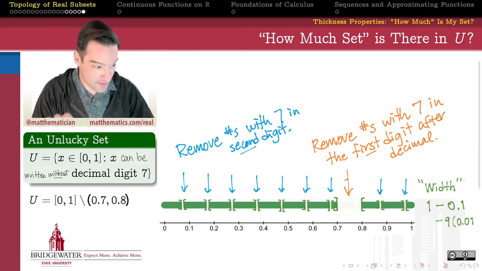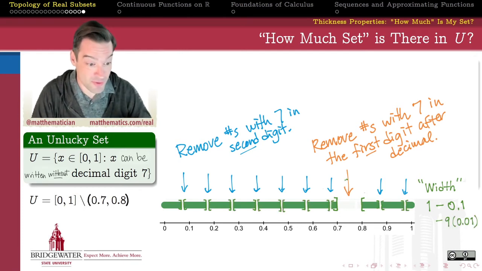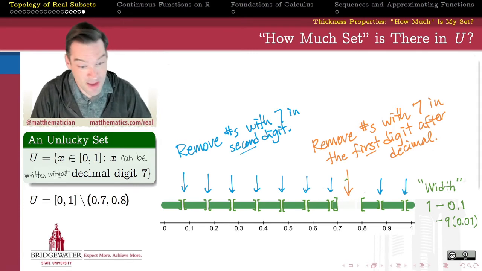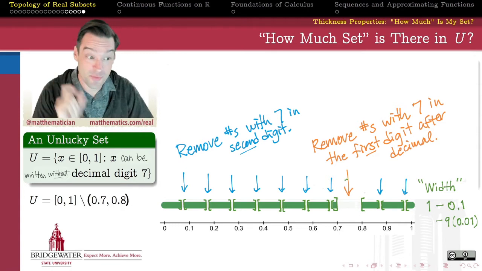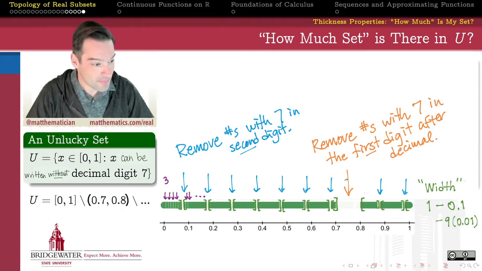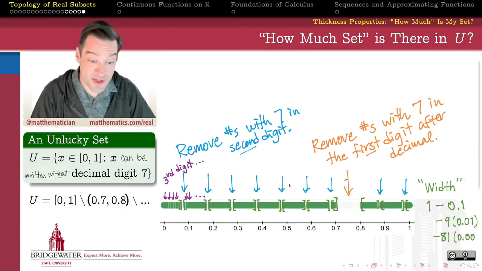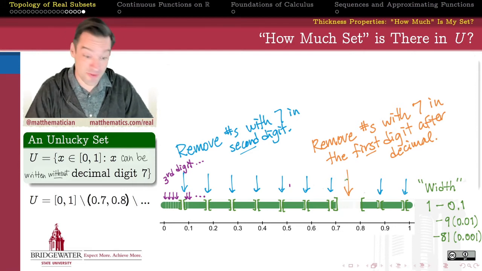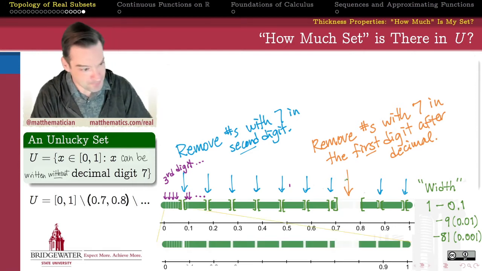And again, I've left the endpoints on those chunks for the same reason that we left the endpoints on the first chunk. And now I've taken away some more width. I've taken away 9 intervals, each of which has a width of 0.01. And then I take away everything where the third digit is 7. I've taken away 81 intervals, each of which has a width of 0.001.